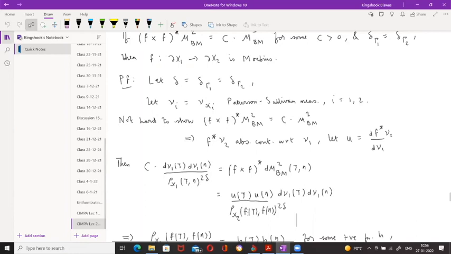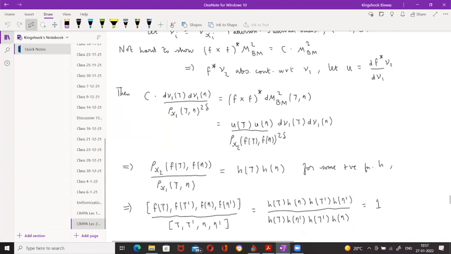Okay, so now both sides are multiples of the product measure d nu_1 cross d nu_1. So these coefficients have to be the same. So that means a constant divided by rho_x1(xi, eta) to the 2 delta is equal to u(xi) u(eta) divided by rho_x2(f(xi), f(eta)) to the 2 delta. So what I can do is take this rho_x2(f(xi), f(eta)) to the 2 delta to the other side, and then raise it to the power 1 over delta. So finally, what I will get is that rho_x2(f(xi), f(eta)) divided by rho_x1(xi, eta) splits as a product h(xi) into h(eta) for some positive function h. Here h will be basically u to the power 1 over 2 delta times a constant. You can see that from here.